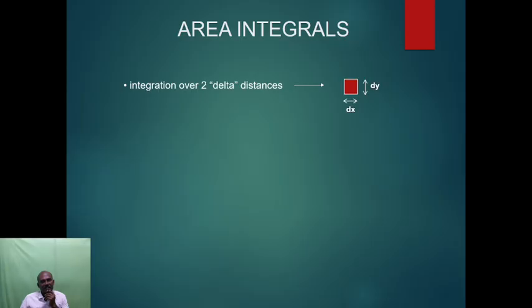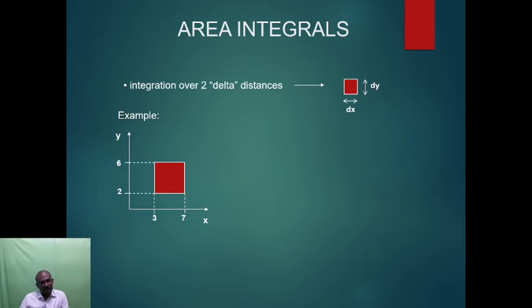The area integrals are given by two directions, two delta distances, dx and dy. For example, here is the area covered by the red color. The integration is nothing but dx and dy. In dx it is 3 to 7, and in dy it is 2 to 6.